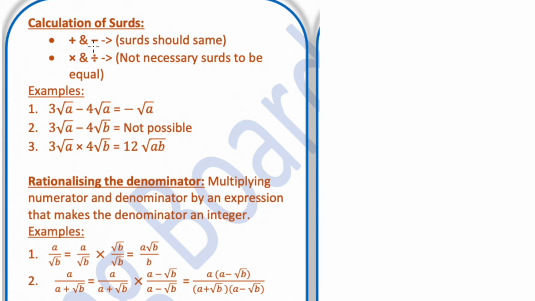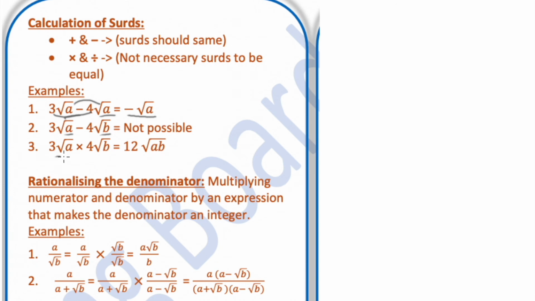In addition and subtraction, the surds need to be the same, otherwise you can't add or subtract, while in multiplication and division it's not necessary. Look at the first example, both surds are the same. Under root a and under root a means you can subtract them. So how can you do that? You subtract the number part from the number part while the surd part remains the same. So 3 take away 4 gives you -1, and you write the surd part down as it is. So you will get negative under root a. In the second example, both surd parts are different, which means it's not possible to subtract them.